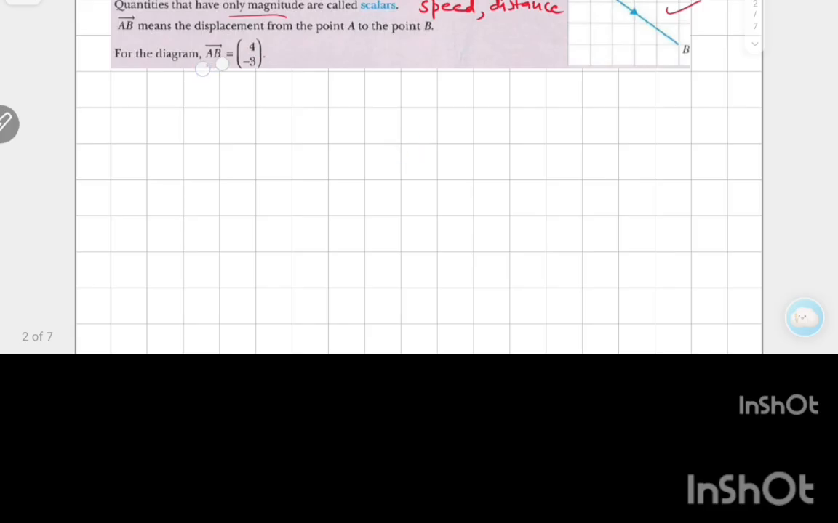Okay, now dear friend, if the first value is positive and the second value is positive, it means you will go to the right side, and upward. Now if the first value is negative and the second value is negative, it means you will go to the left side, and downward.